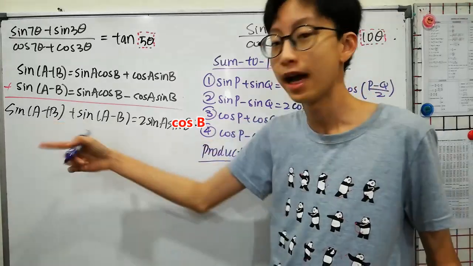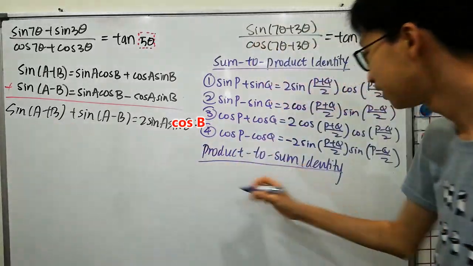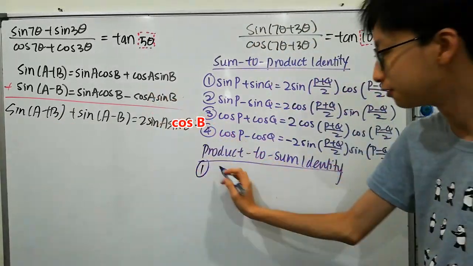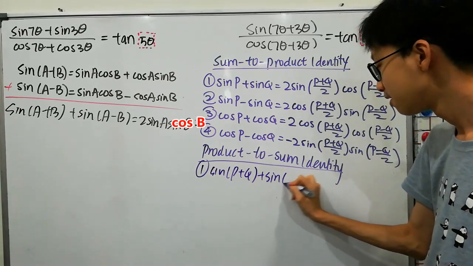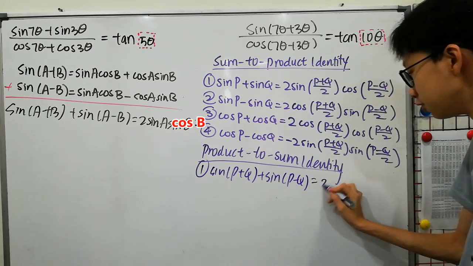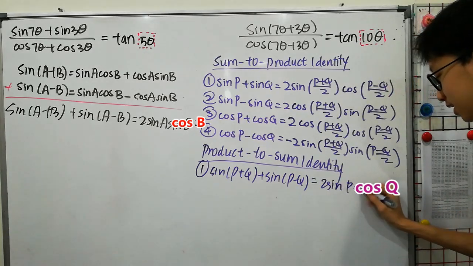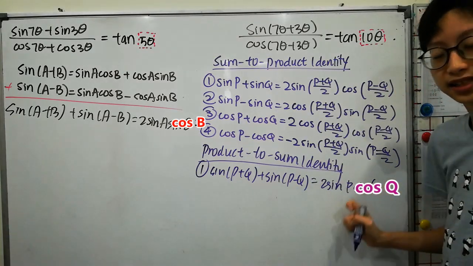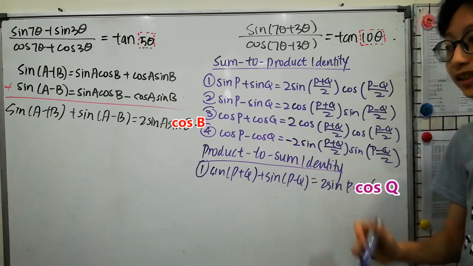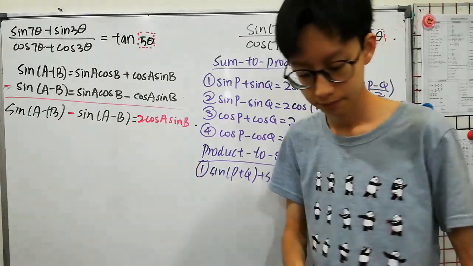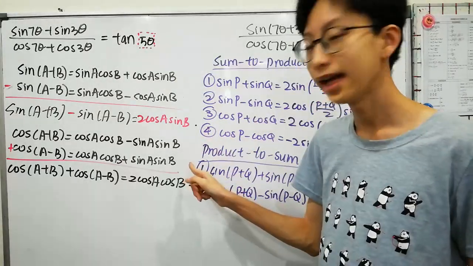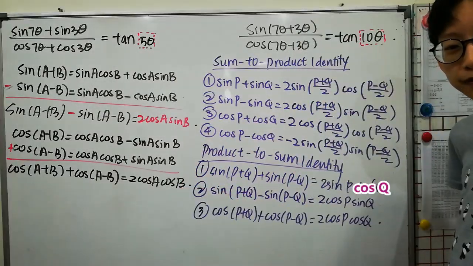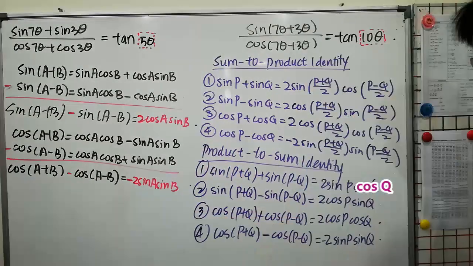You can change it to any unknown you like, and to write here, I will express it in terms of P and Q. Sine(P plus Q) plus sine(P minus Q) equals 2 sine P cos Q. And that is the product to sum identity, the first identity. Second identity: cos compound angle, add them together. Third identity proven.